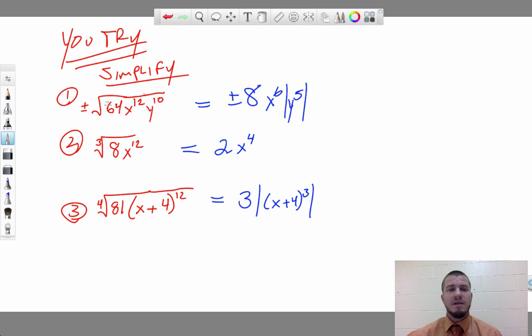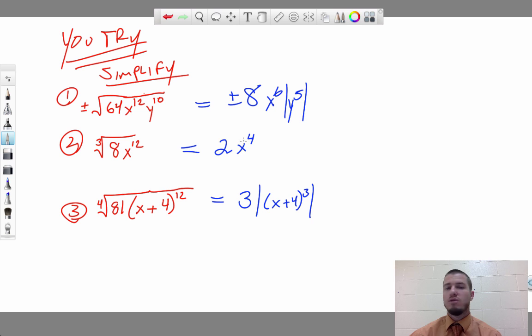The square root of 64 is 8. This is an index of 2. 2 goes into 12 6 times. 2 goes into 10 5 times. Because it's an even root and an odd result, I've got to have the absolute value around just that one. This one was even, so I didn't need it.